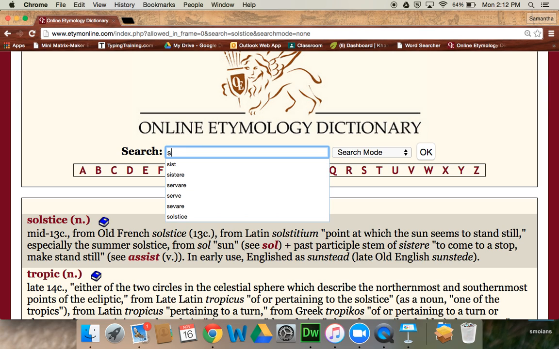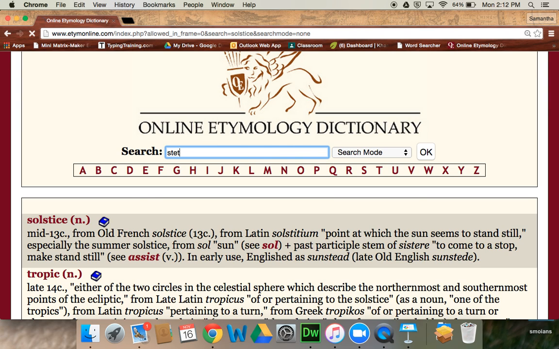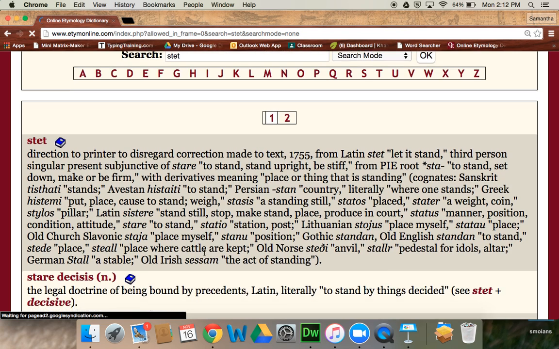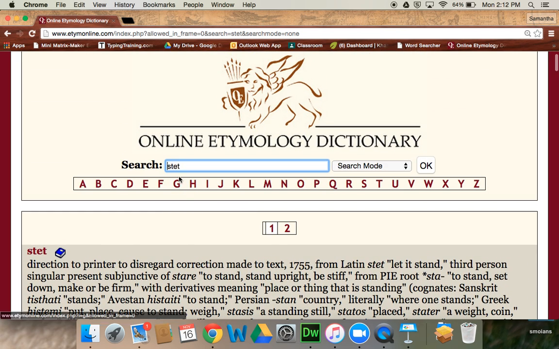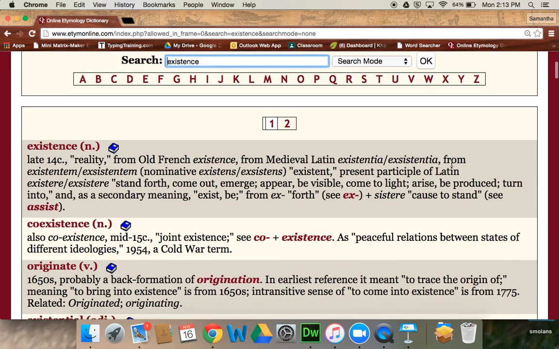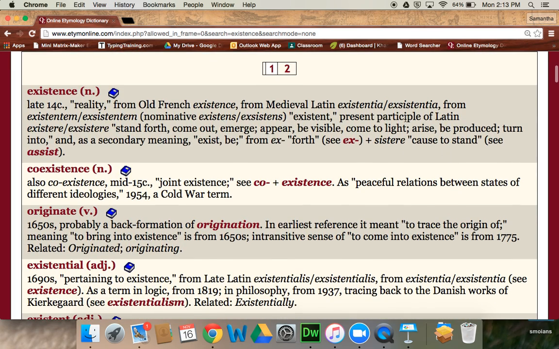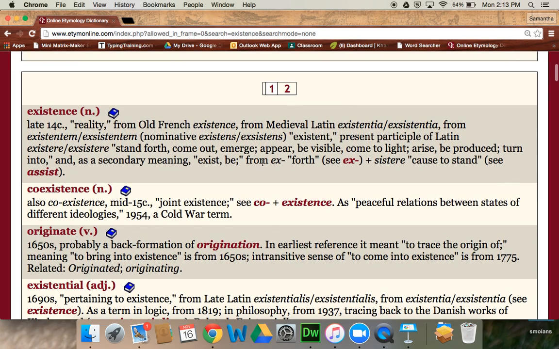Another word that I was wondering about was stet. Turns out it means to stay still, which is kind of awesome. And that's necessary. And existence. This is probably my favorite one. Here we go. Existence. Totally awesome. It says that it's from EX, forth, EX plus sistere, to stand forth. How awesome is that?